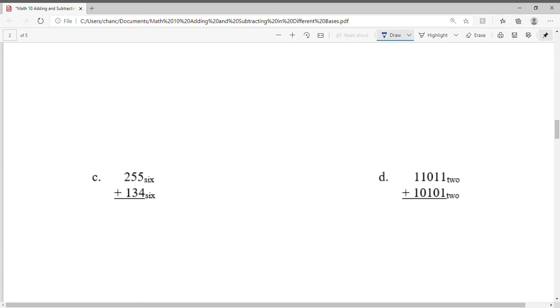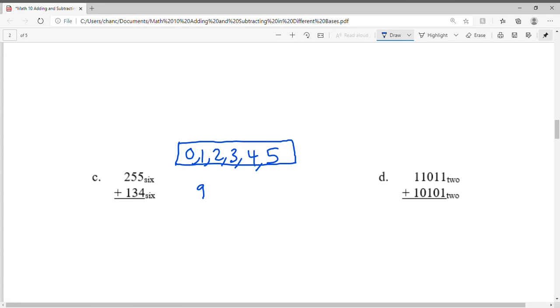Part C, we're looking at base 6. Let's put the symbols for base 6: 0, 1, 2, 3, 4, 5. There are 6 symbols for base 6. Let's add 5 base 6 plus 4 base 6.